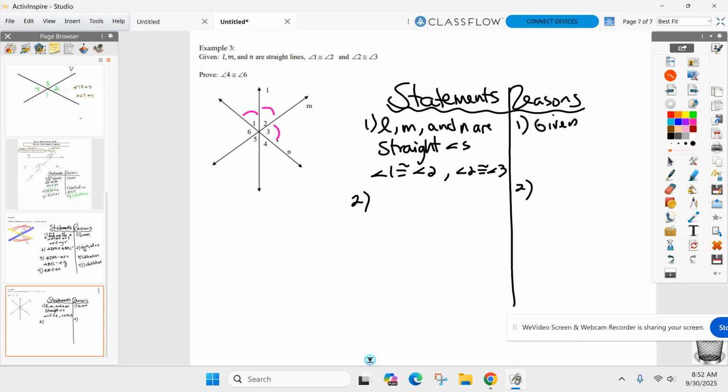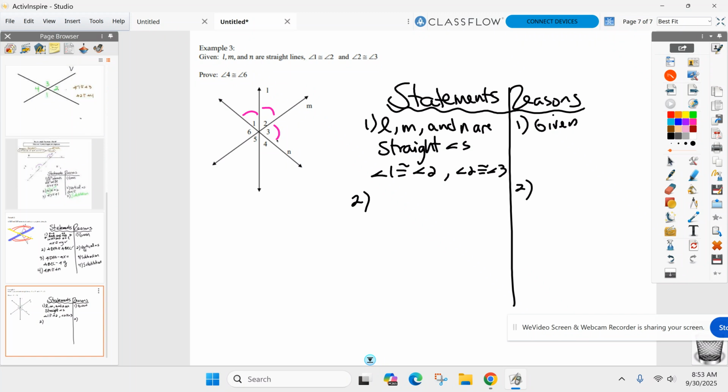All right, let's talk. We've got to get somehow 4 and 8 equal. Or sorry, 4 and 6. They're not vertical, but I need to get them congruent. Can we start with the two givens? If 1's congruent to 2 and 2 is congruent to 3, can we stop right there? Any other angles we know are congruent, and based on what?